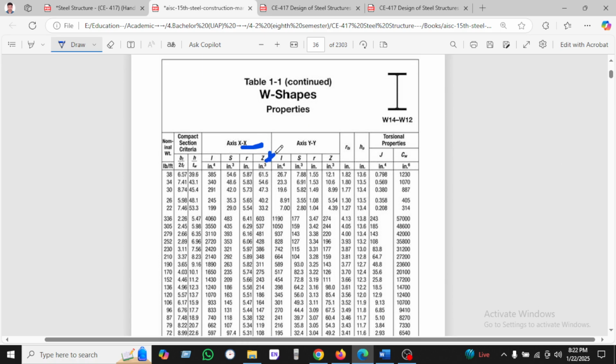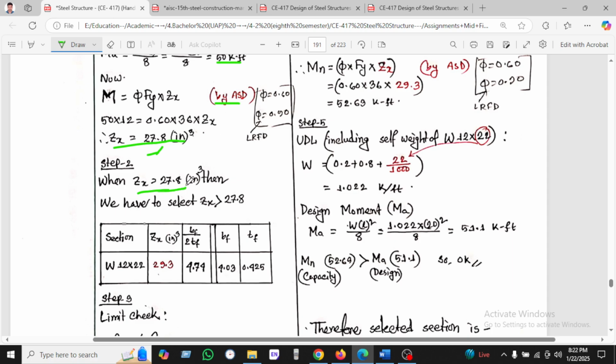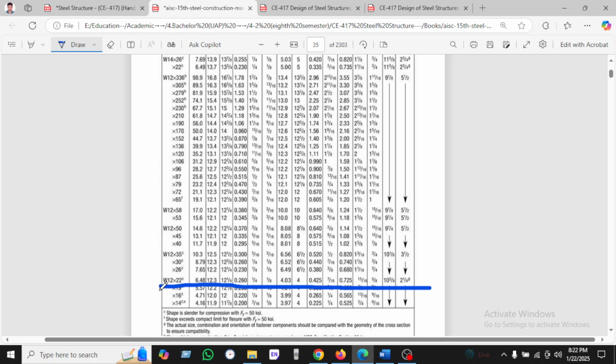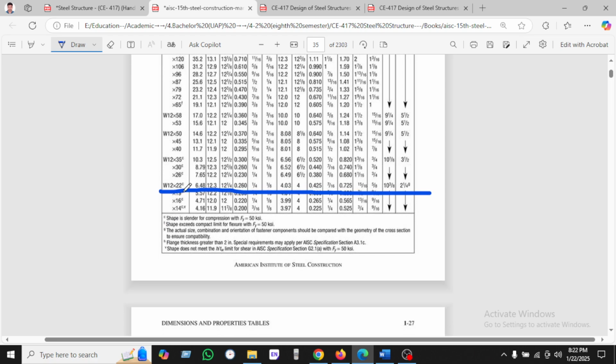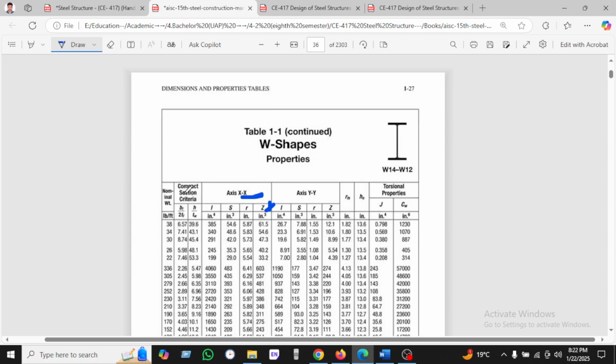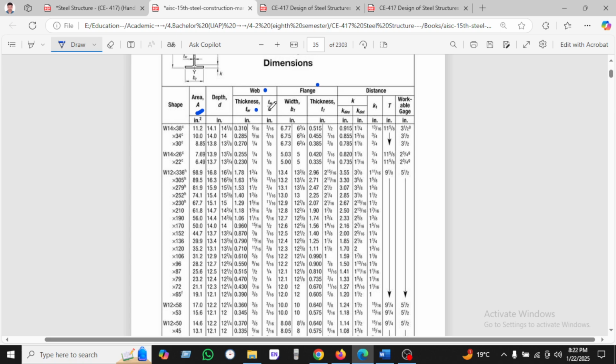This is the x-axis and this is the Zx. So now we are selecting 29.7, which is Zx, which is greater than 27.8. So initially we have found 29.7 from selecting this type, W12 x 22. If you get this, then we can get the web thickness tw divided by 2, the flange thickness, and so many things which are needed.